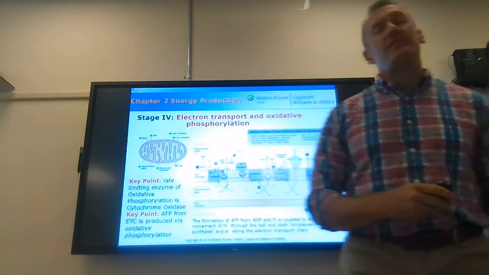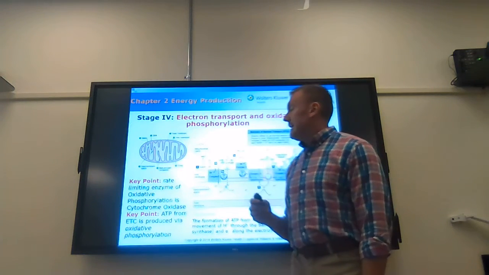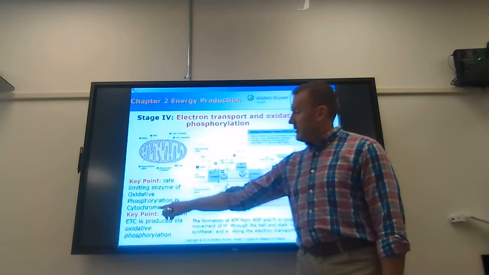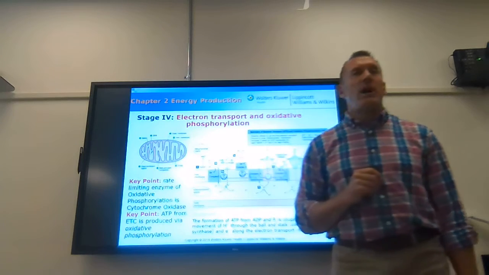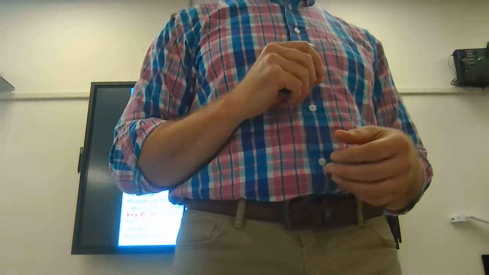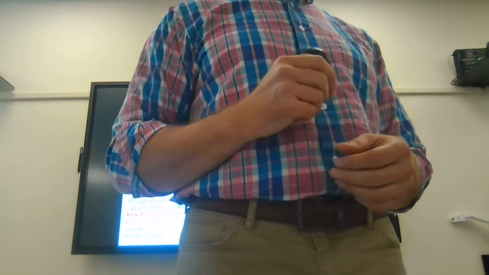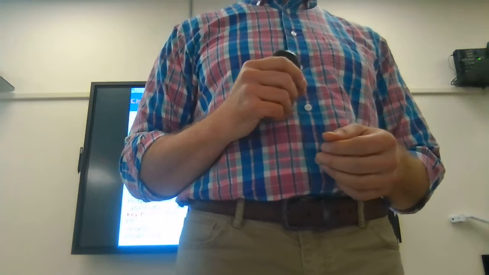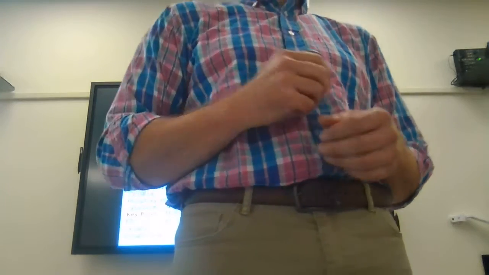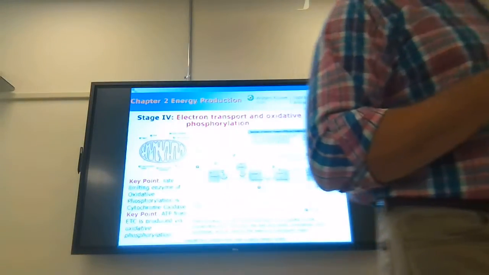Okay, so let's just dissect this messy slide. First key point: the rate limiting enzyme of the electron transport chain is cytochrome oxidase. We listed two rate limiting enzymes previously, one as part of the Krebs cycle and one as part of glycolysis. Do you remember what those were? For glycolysis, it's PFK. On the exam, if you say PFK, that's good. So phosphofructokinase. What about the Krebs cycle?